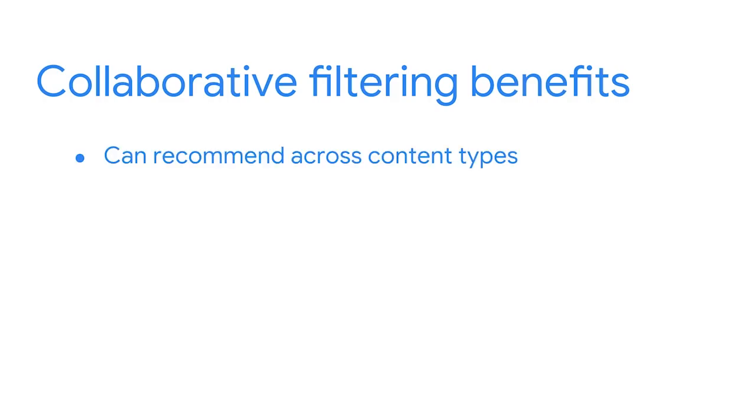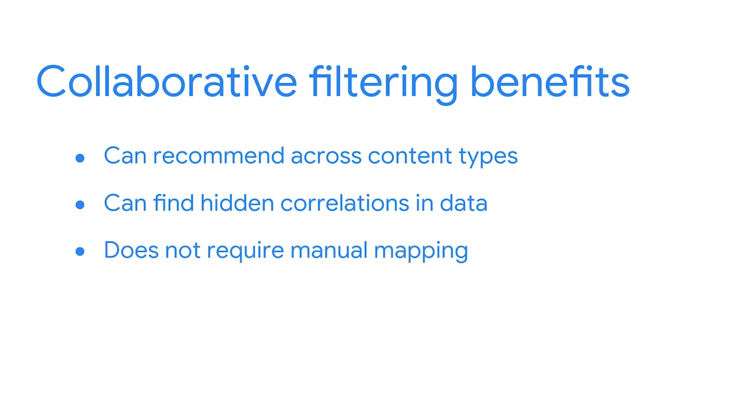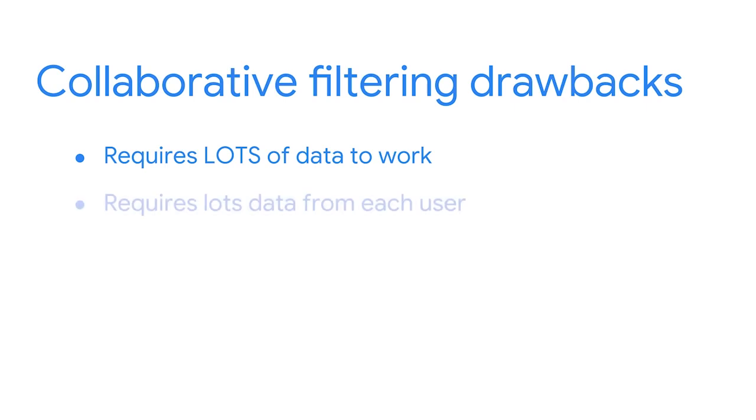The ability to recommend across content types is one of the main advantages of collaborative filtering. Other benefits are that it finds hidden correlations in the data, and it doesn't require tedious manual mapping. Drawbacks of collaborative filtering are that these systems need lots of data to even start getting useful results, and every user must give the system lots of data. Also, collaborative filtering data is very sparse, which means it has a lot of missing values.